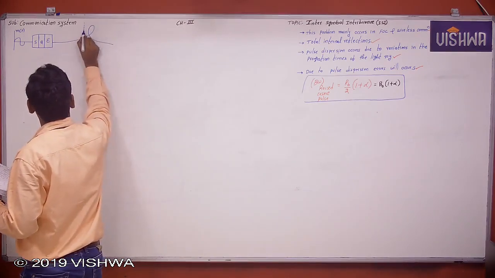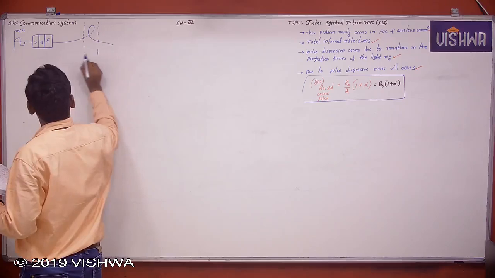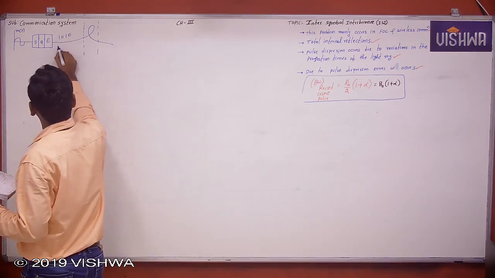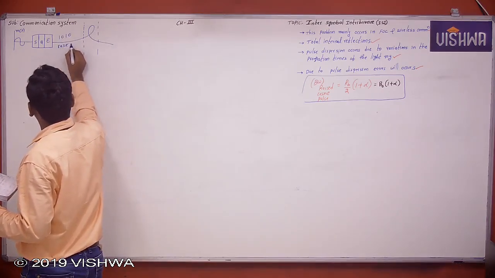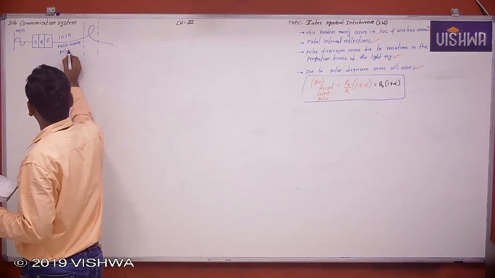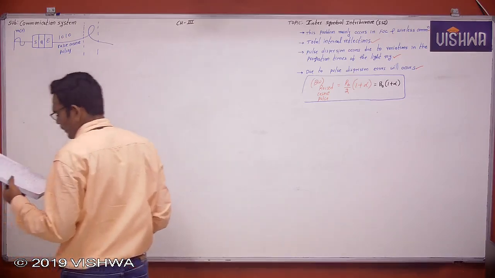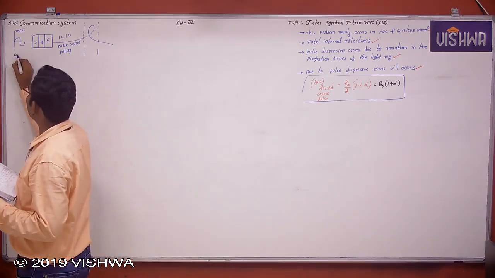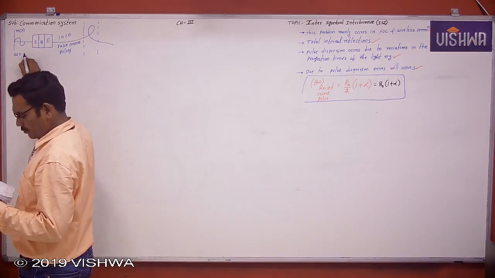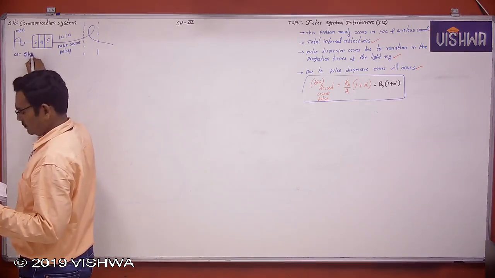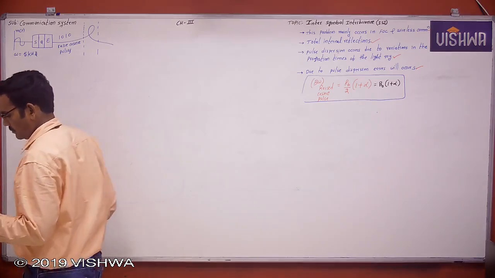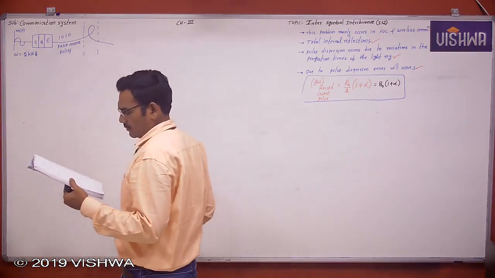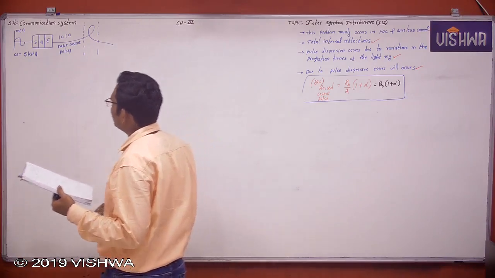Now he said the ones and zeros are represented by raised cosine pulses. He is not saying rectangular pulses, he is saying raised cosine pulses. And he is saying the signal is band limited to 5 kHz, and the sampling rate is twice the Nyquist rate.